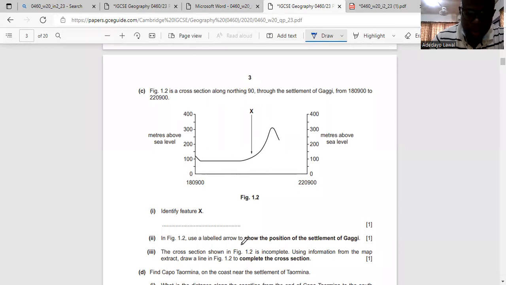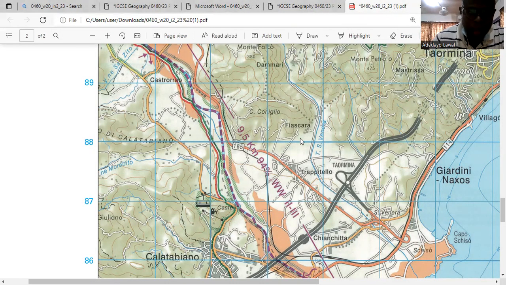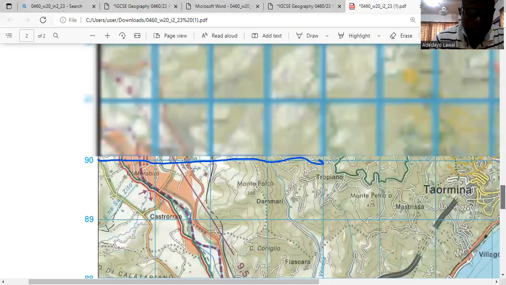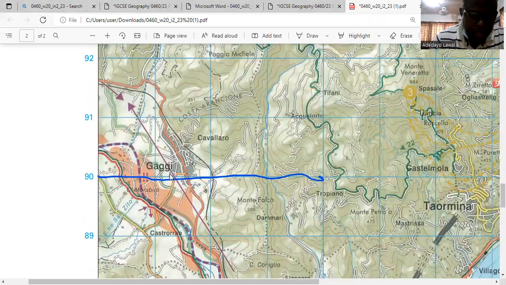Then use figure 1 to label with an arrow the position of the settlement of Gagi. So we're expected to locate a settlement called Gagi. So along this line, okay, this is Gagi. You can see this is Gagi here. So Gagi is somewhere around here. So Gagi is found around one third. From here to here, this is one quarter, half, three quarters, then a whole. So after one quarter, you have Gagi around this place.